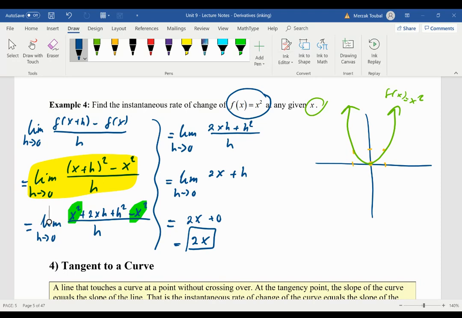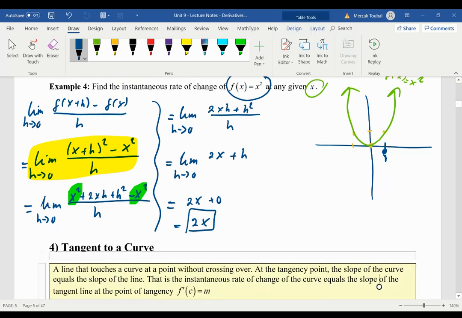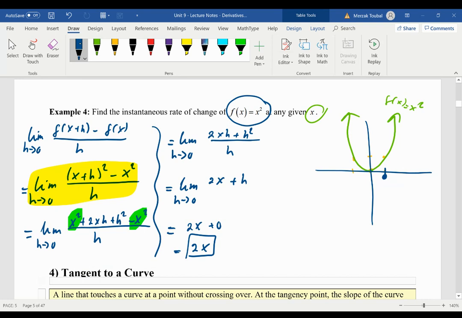And what that means is if we need the slope at x equals 1, for example, all we have to do is plug in 1 for x, which becomes 2. So the slope at this point is 2. If we want it at 2, the slope at 2 would be 4, and you can tell, see the slope over here is much steeper than the slope at this point. And 2 times 2 is 4, which is a bigger slope than 2 at x equals 1.